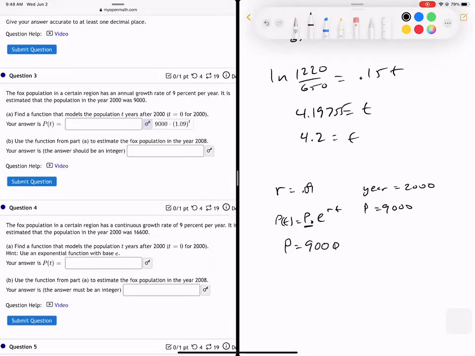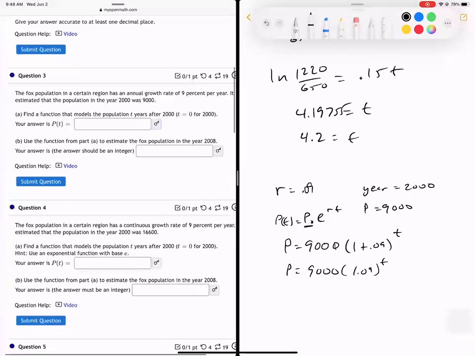Let's see, which one do they want? Nope, they want an annual growth rate. They don't want continuous. So we're looking at 9% per year. So it's 1 plus 0.09. This is like compound interest. This is like money. And then our exponent is t years. We can simplify this to be P is equal to 9,000 times 1.09 to the t power. And that's what they have here.